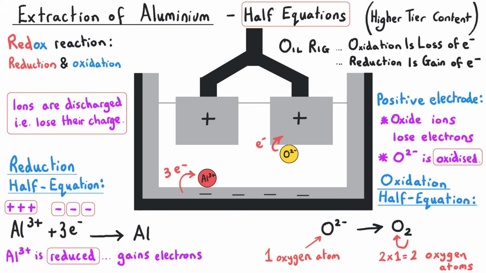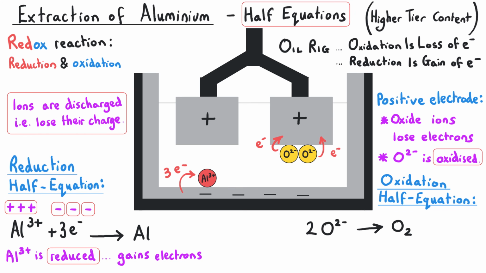And so we need to balance this in the conventional way of balancing, which means that we need to put a 2 in front of the oxide ion. And so that means that we in fact need to have 2 oxide ions being oxidized at the same time. And then in terms of electrons, in terms of charge, we have got 2 oxide ions. So that means we've got 2 lots of -2 on the left-hand side. And so the total negative charge here is -4. Whereas on the right-hand side, we've got this neutral oxygen molecule, which doesn't have any charge.